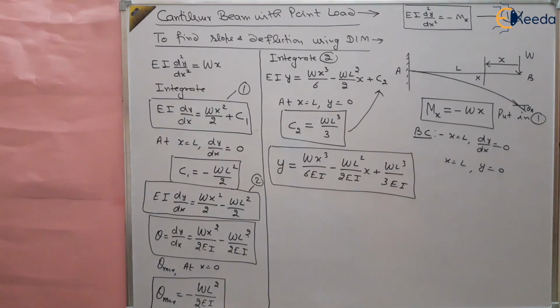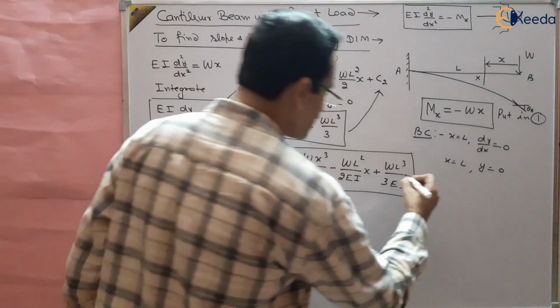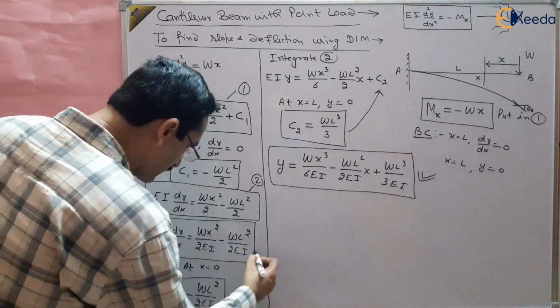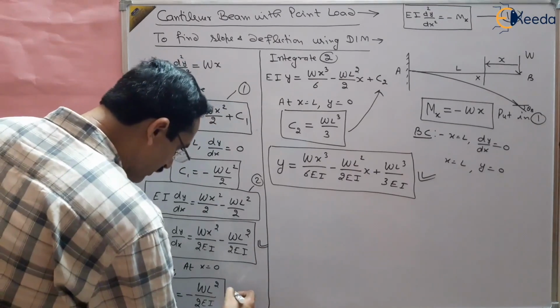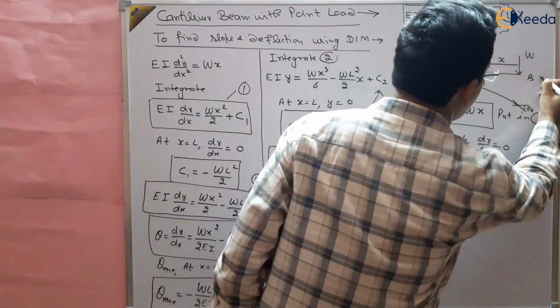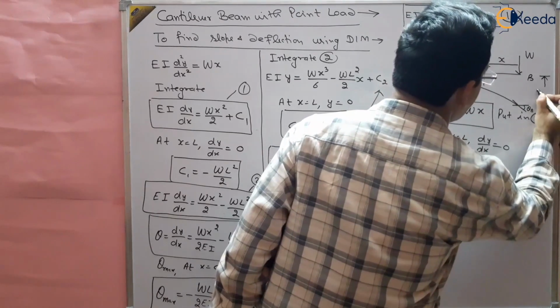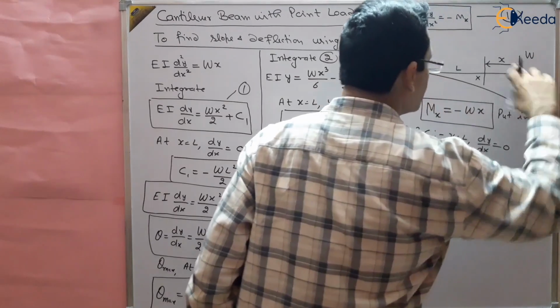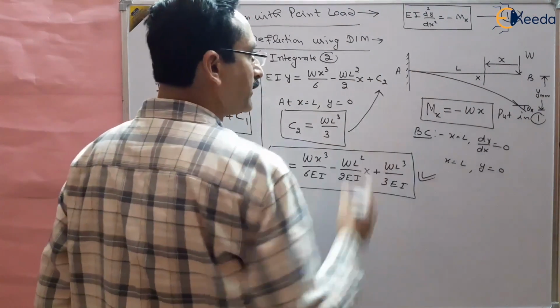wx cube upon 6EI minus wL square by 2EI into x plus wL cube by 3EI, right? So this is the deflection of the beam, this is the answer. This is the maximum slope and maximum deflection, and maximum deflection will be at x equal to 0. This is y max at x equal to 0, at B point, right?